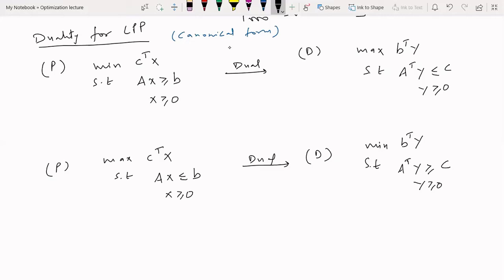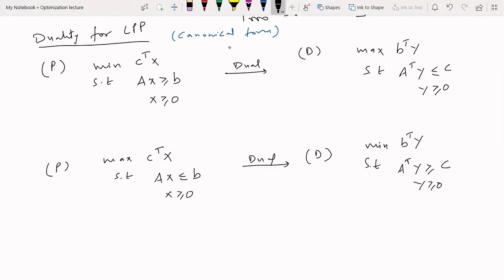Why? Because for a maximization type problem, we have the constraints less than or equal to the right hand side, and variables are non-negative. Similarly, for the maximization problem, its dual is minimization, and this dual problem is again in canonical form. You can see the dual problem is minimization type, and for a minimization type problem, my constraints are greater than type.